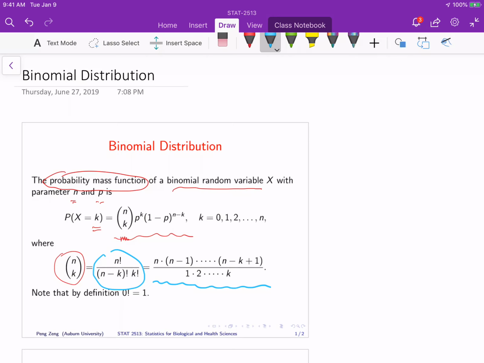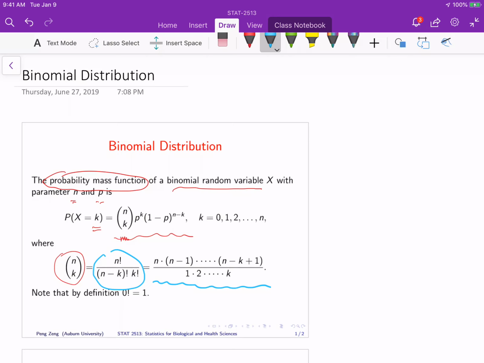You can see this is a ratio of two products. The numerator involves the product of k integers counting down from n: n, n minus 1, n minus 2, n minus 3, and counting down to n minus k plus 1. The denominator is also the product of k integers, but we count up from 1: 1, 2, 3, 4, up to k.